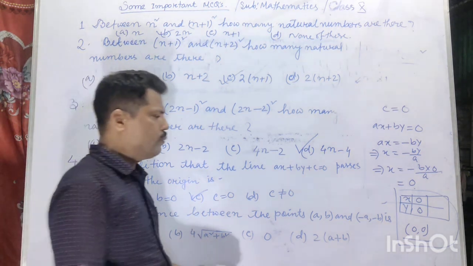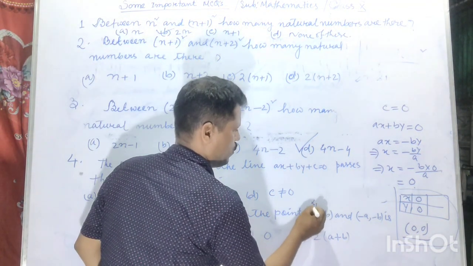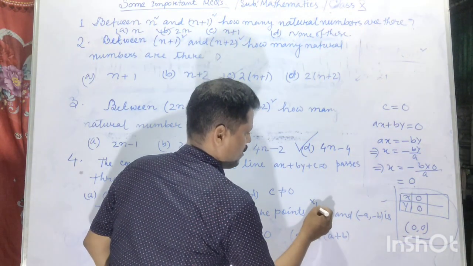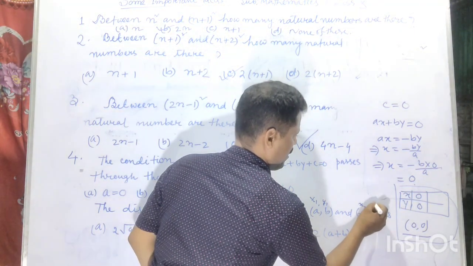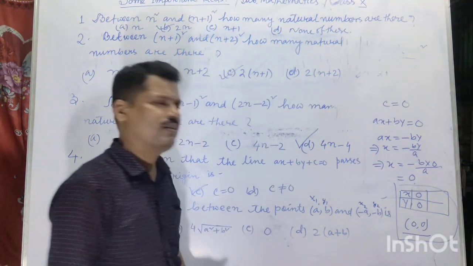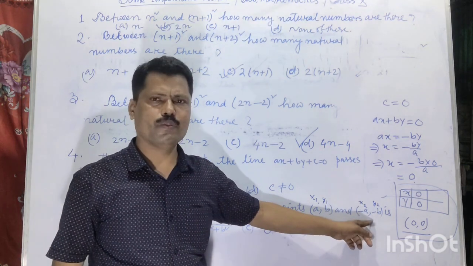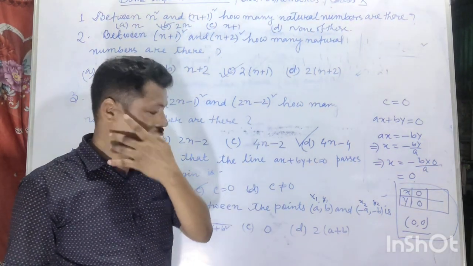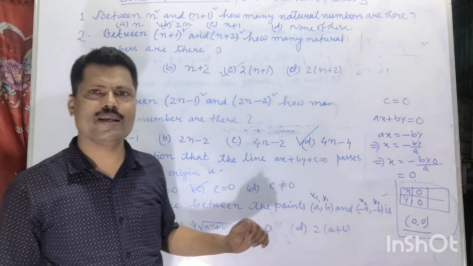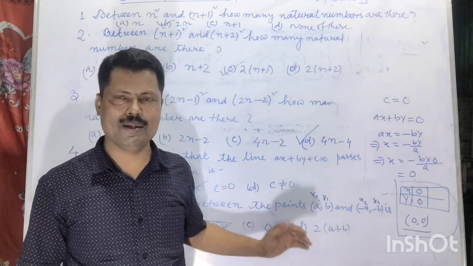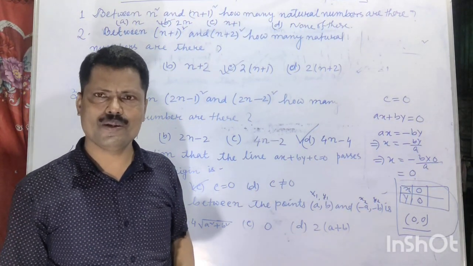Roughly you can do this, and using the distance formula also we can find it out nicely. See here, if we consider x1 for this point and this one is the y1 coordinate, and this one the x2 coordinate and this one the y2 coordinate for this point. So we know the distance formula. The distance formula is under root x2 minus x1 whole square plus y2 minus y1 whole square.